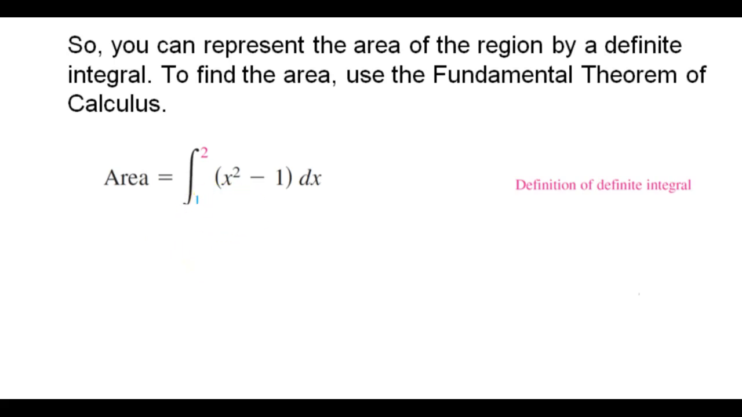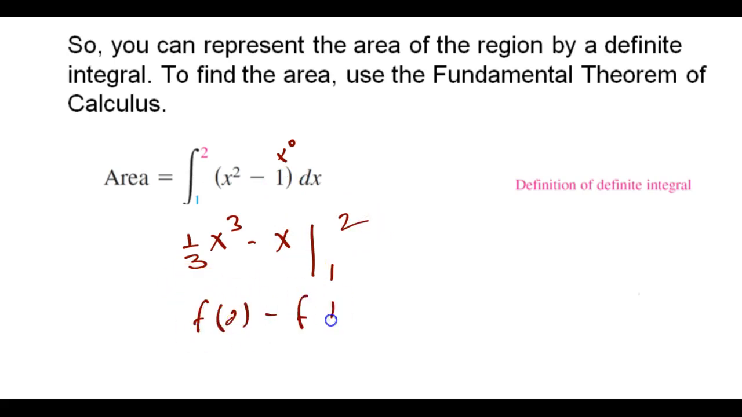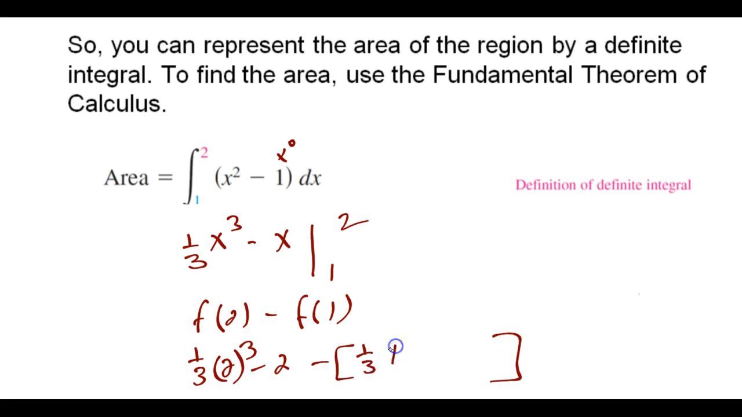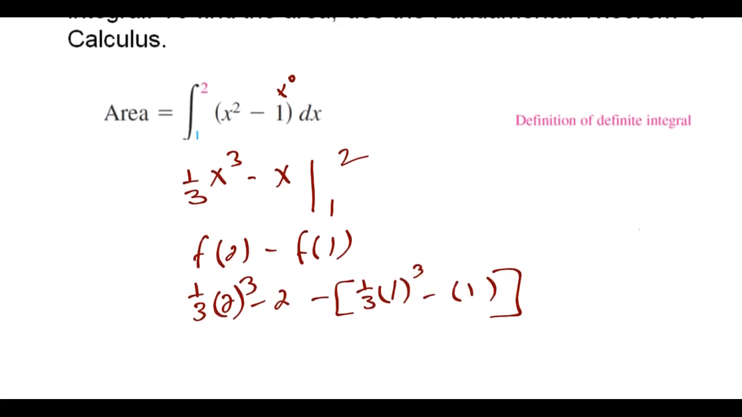The first part is the integral of x squared, which is x cubed divided by 3, minus. This is really x to the 0, so if I increase it, that's an x, because the derivative of x is just a 1. And I evaluate that between 1 and 2. So then I do my f of 2 minus f of 1. And f of 2 is 1/3 times 2 cubed minus 2, minus my f of 1, which is 1/3 times 1 cubed minus 1, and I start number crunching.